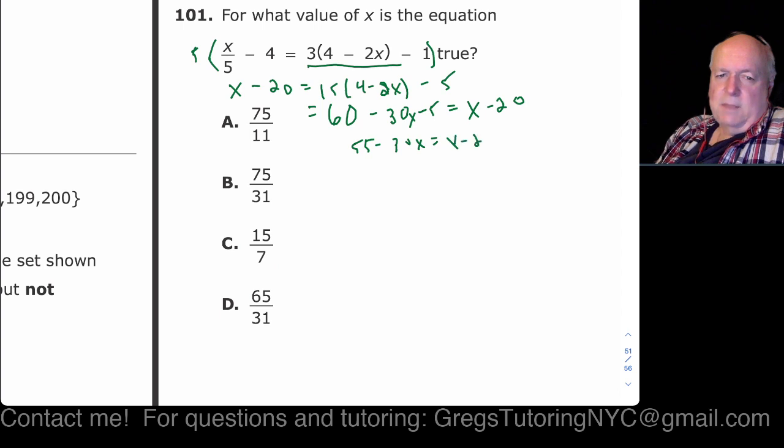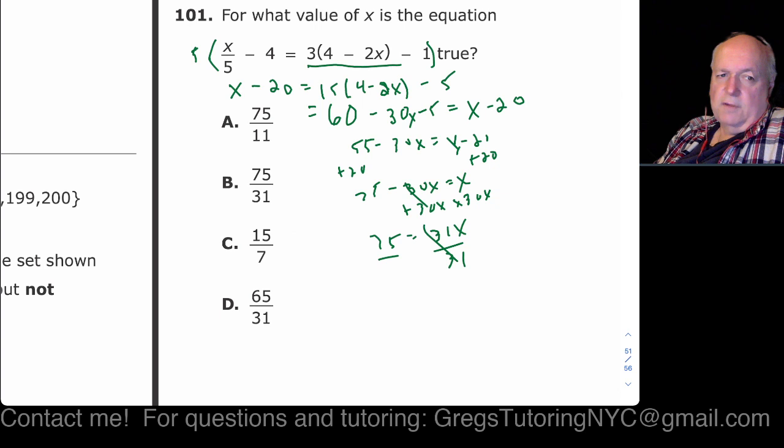Okay, I'm going to add 20 to both sides. So I get 75 minus 30x is equal to x. All right, I'm going to add 30x to both sides. Okay, that cancels. And I get 75 is equal to 31x. And at this point, I divide both sides by 31. That guy cancels. And I get 75 over 31.